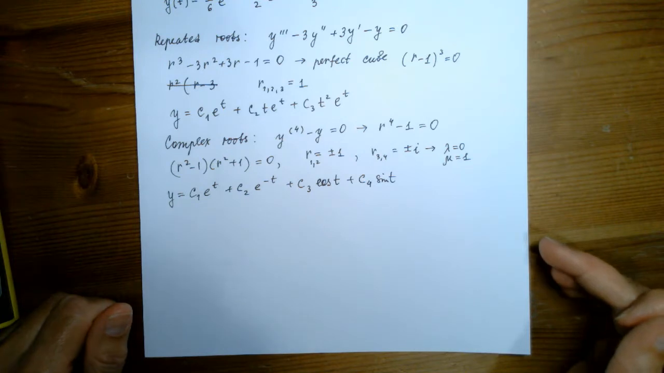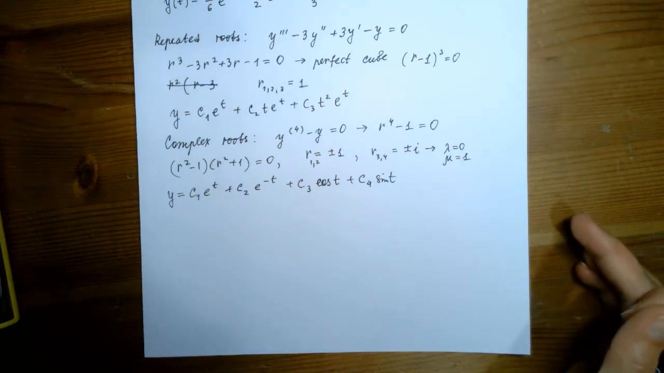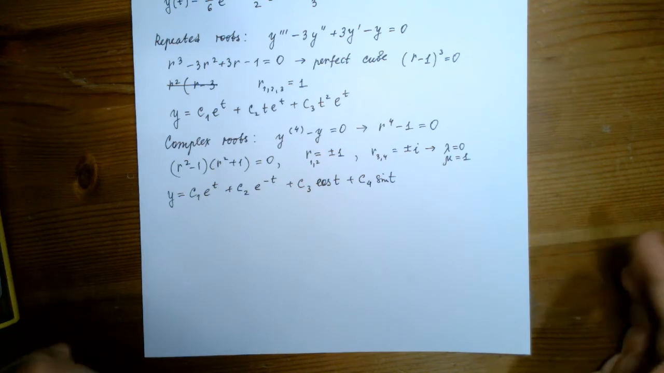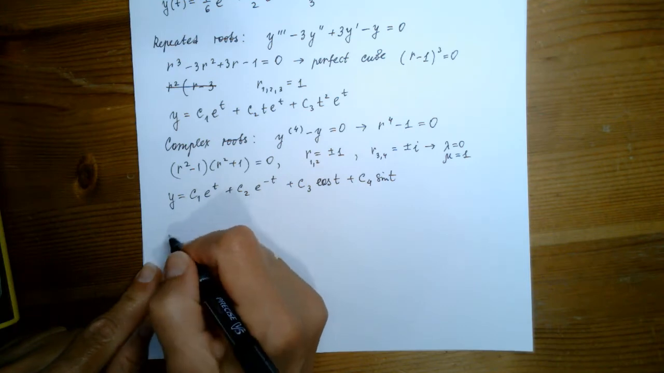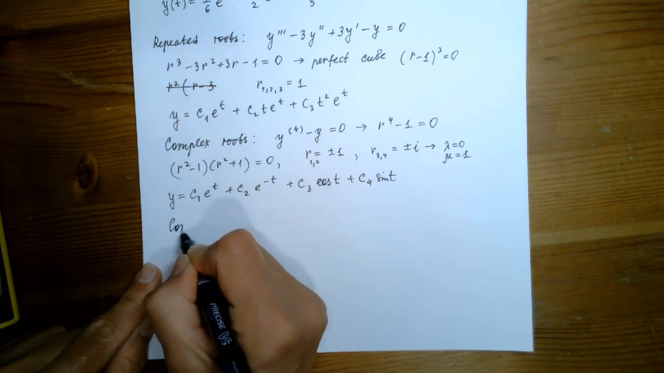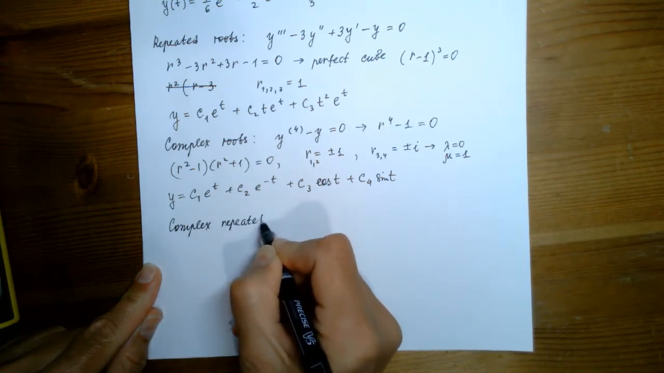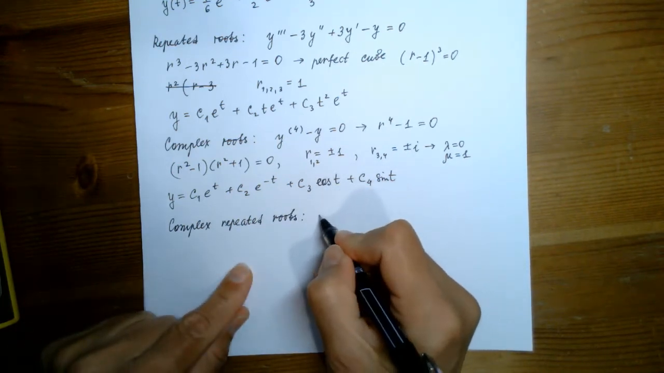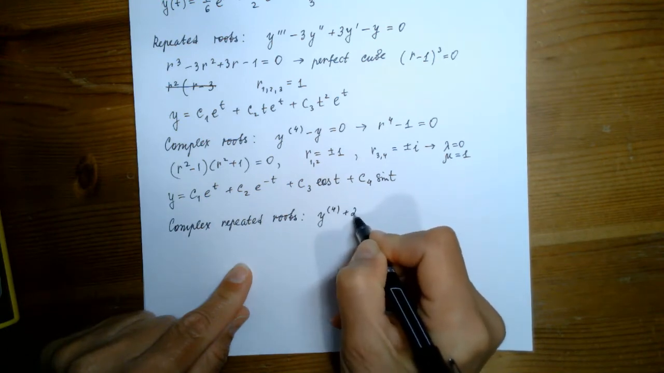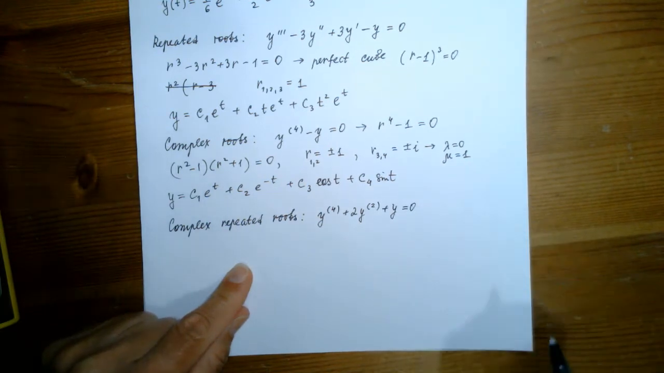What if complex roots are repeated? Before we did not have it because a second order equation can have only two complex roots and they cannot be repeated because they are going to be conjugates, unless your equation has complex coefficients. But here we can have complex repeated roots. Let me write it down. Complex repeated roots. Y fourth derivative plus 2y second derivative plus y equals 0.